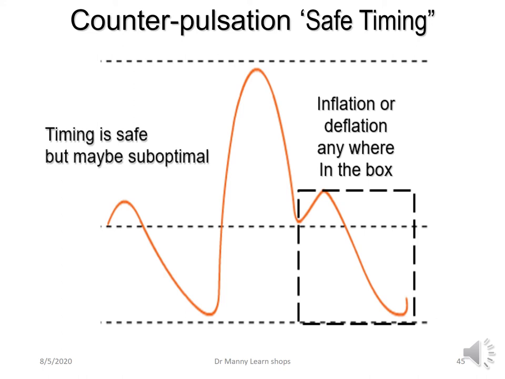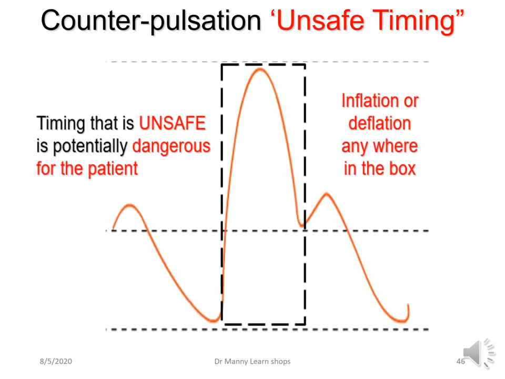So safe timing is inflation or deflation anywhere in the indicated box that you can see there, which is at the beginning of the dicrotic notch and at the end of the aortic end-diastolic pressure. Then you've got unsafe timing, and timing that's unsafe is potentially dangerous to the patient. This is inflation or deflation anywhere in this box, which is when the heart is emptying. This is during systole.